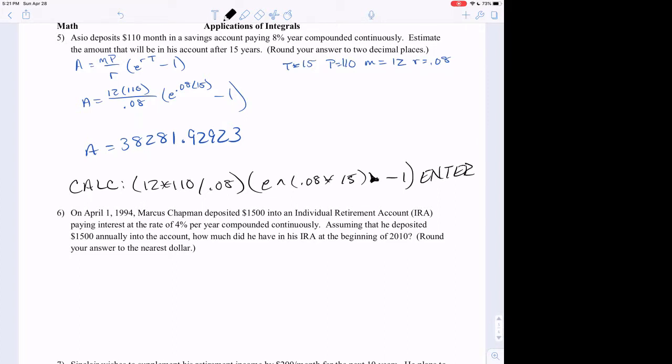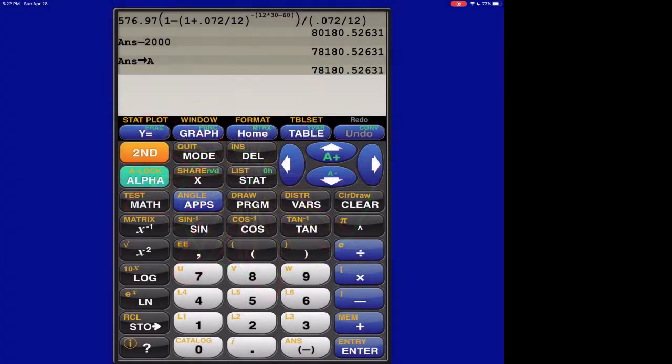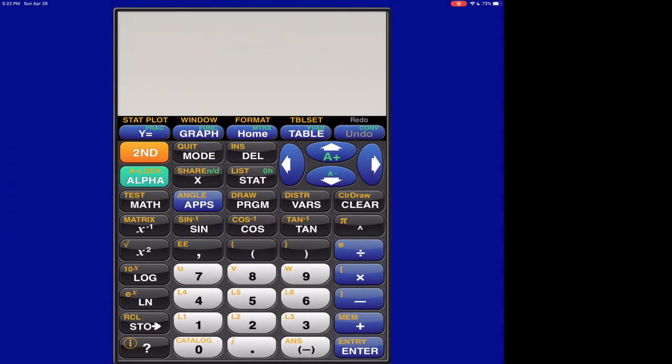Okay, now I'm going to go back to my other color of ink so that when I come back to this, I'm in the correct color of ink. Now what I'm going to do is I'm going to move to the calculator and I'm going to show you.